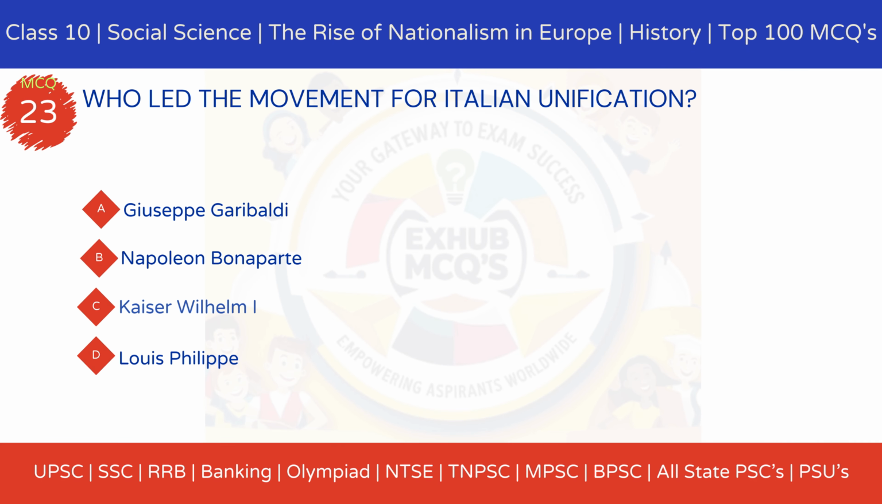MCQ 23. Who led the movement for Italian unification? Option A, Giuseppe Garibaldi. Option B, Napoleon Bonaparte. Option C, Kaiser Wilhelm I. Option D, Louis Philippe.